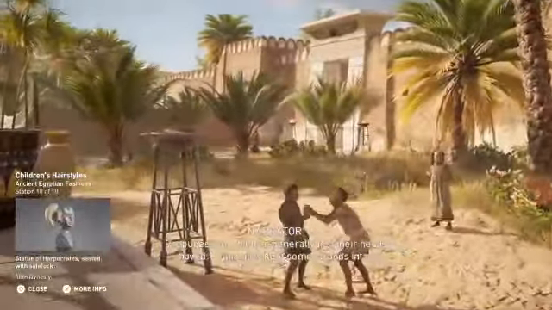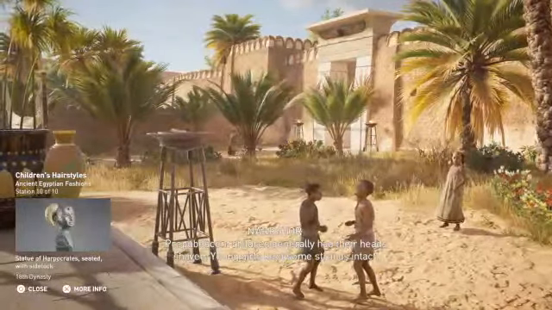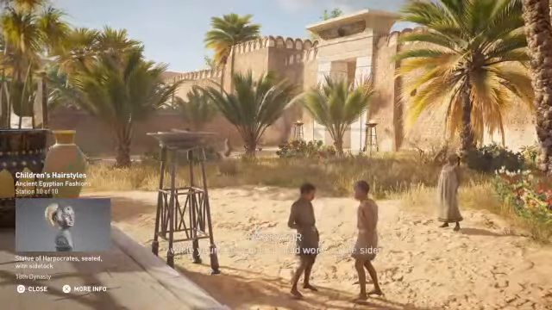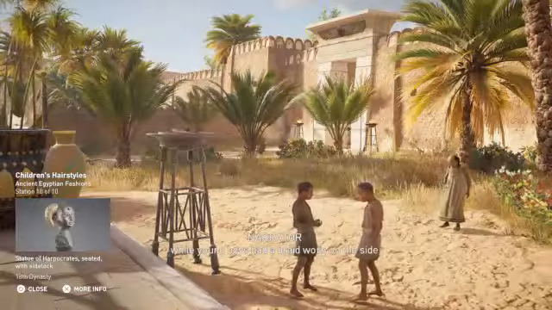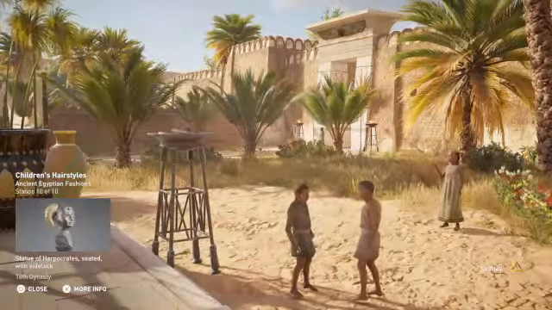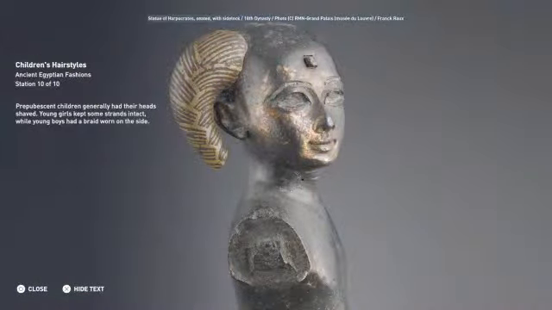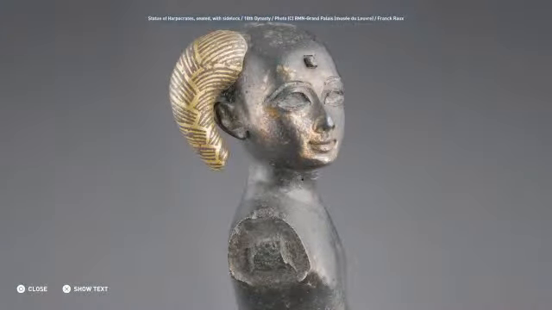Prepubescent children generally had their heads shaved. Young girls kept some strands intact, while young boys had a braid worn on the side. See statue with side lock, 18th Dynasty, photo credit, RMN Grand Palais.